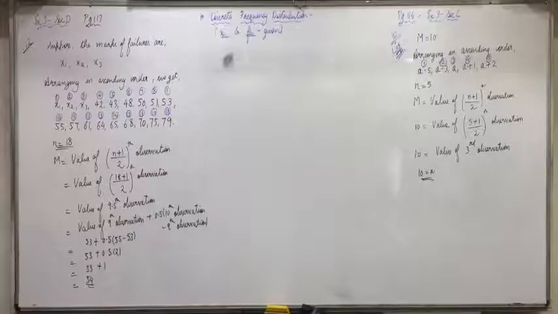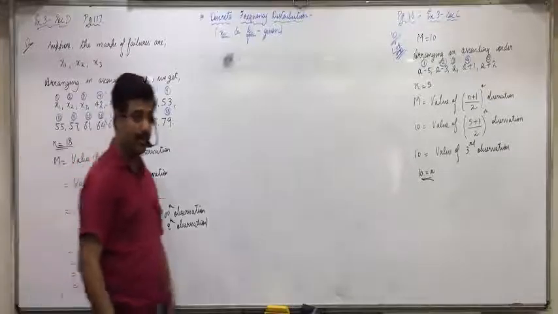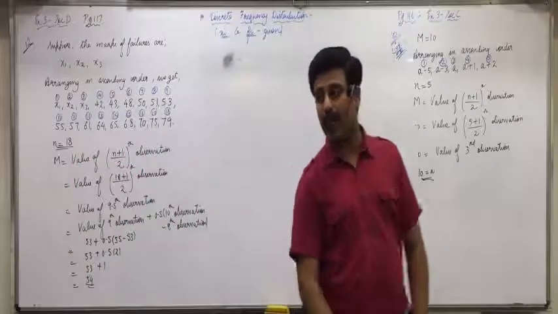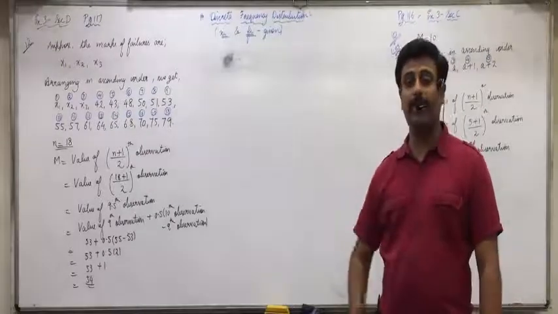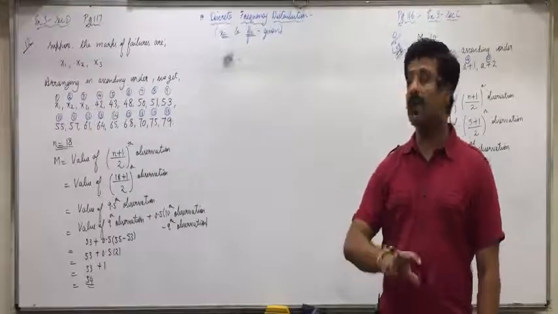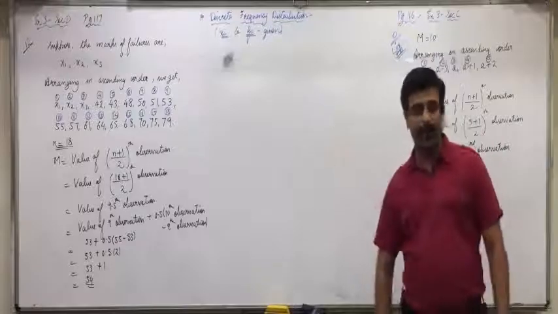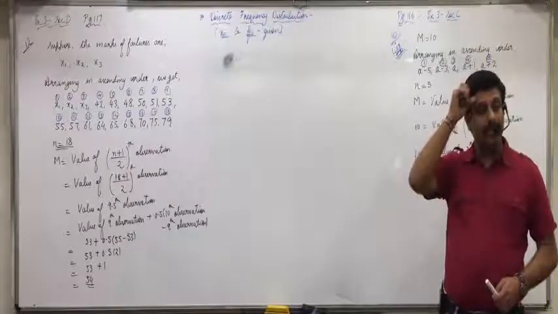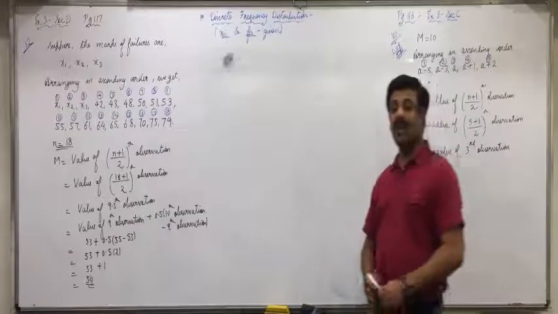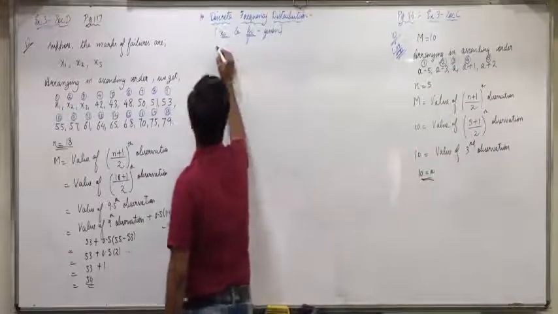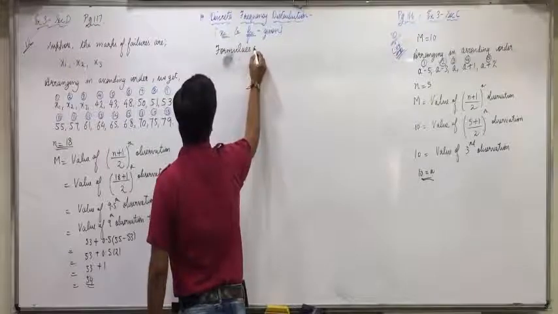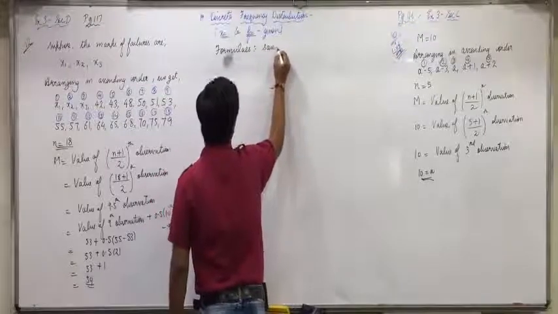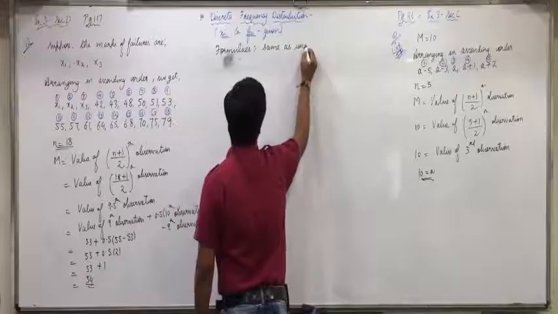Now, in the summary, discrete frequency distribution, ungrouped is over. These questions are only there in the exercise for ungrouped. So discrete means what? You'll be given observations and frequencies. Now, in discrete frequency distribution, formulas are same as ungrouped data.